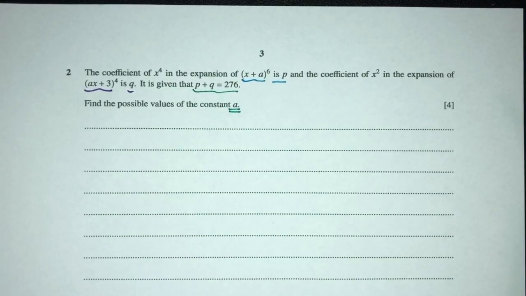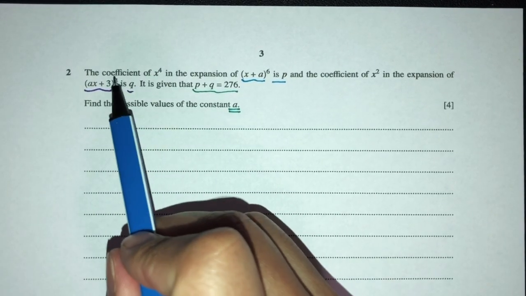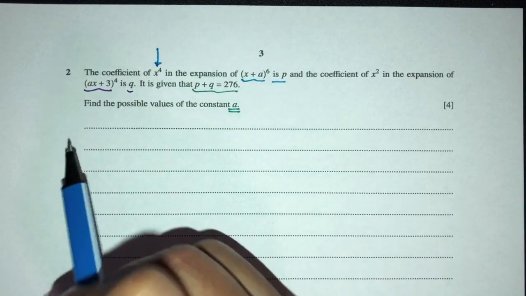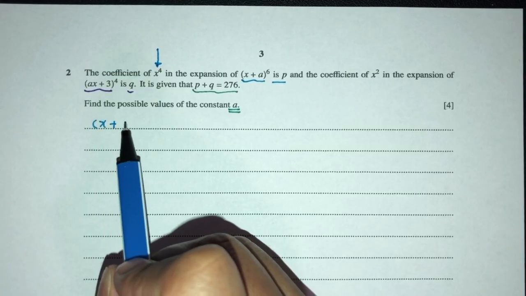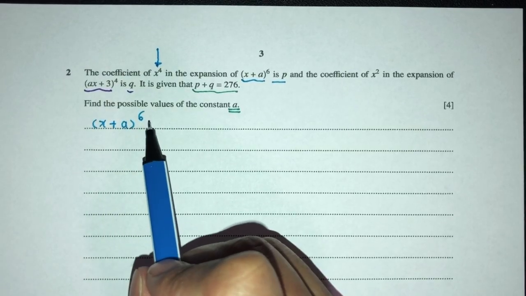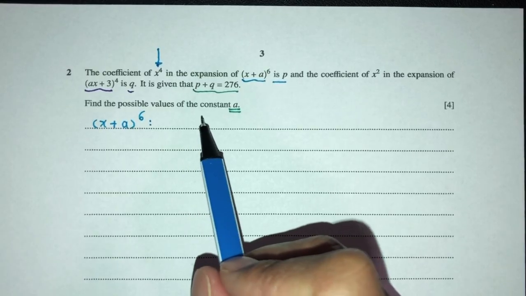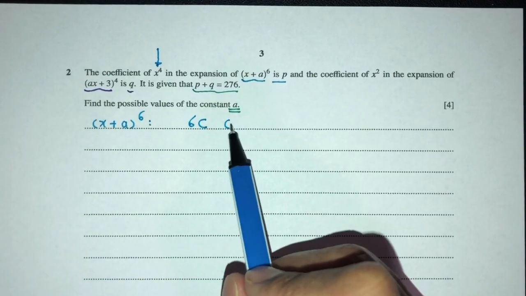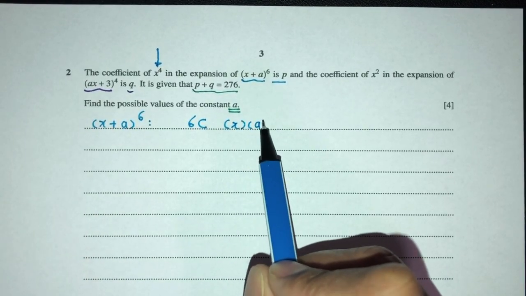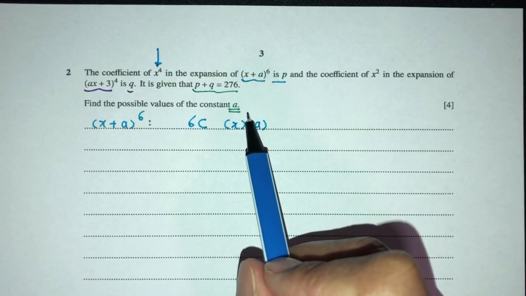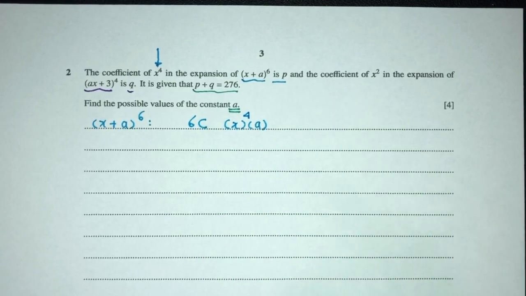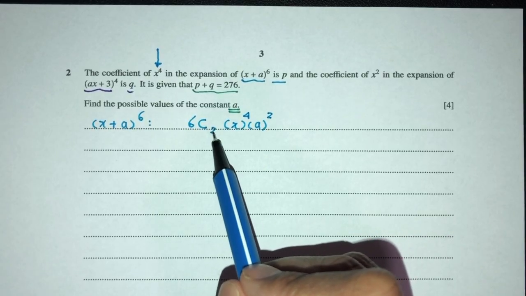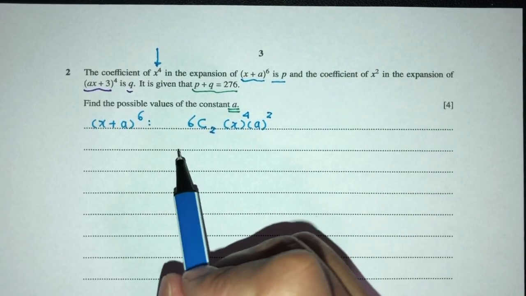So for the first one, the coefficient of x power 4. So we only care about the term which has x power 4 in this expansion. That will be x plus a power 6. So usually, how would you expand this? You will take the 6, right, the power, choose something. The first term is x, and then we have a. Now we need power 4, so I have to put 4 here. Makes sense, right? Now 6 minus 4 is 2. That should be 2 here, and this should match over here as 2. Great. So we only care about this term.